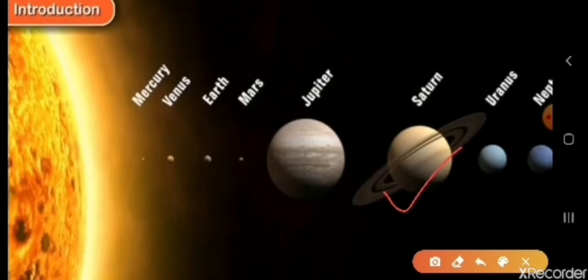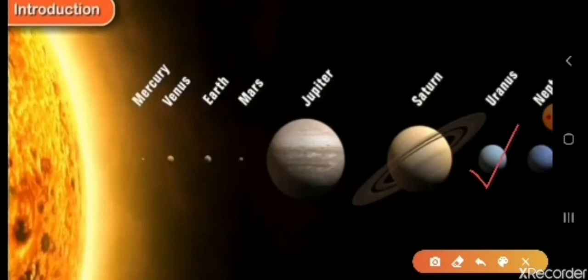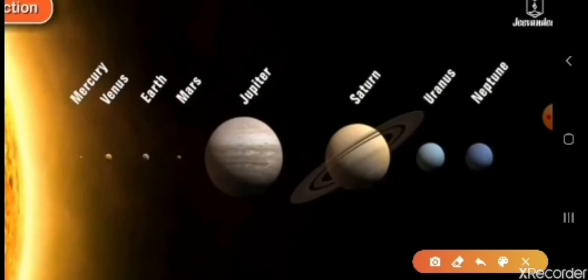After Saturn, we have Uranus. Children, Uranus is the seventh planet of the solar system. And after this we have Neptune. Neptune is the last, or the farthest, from the sun.